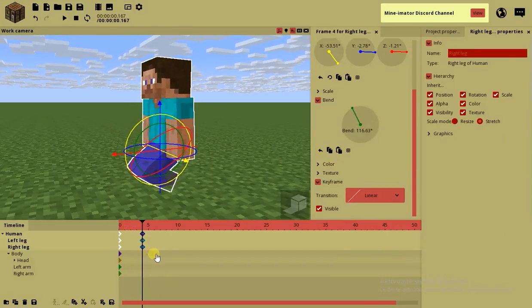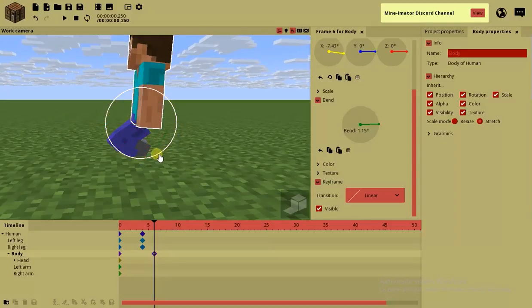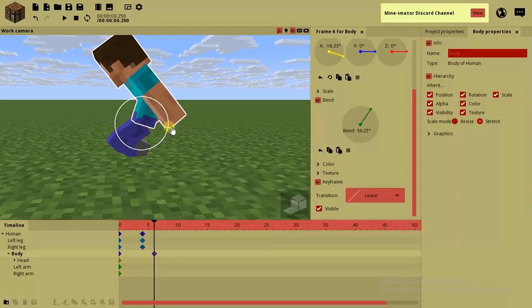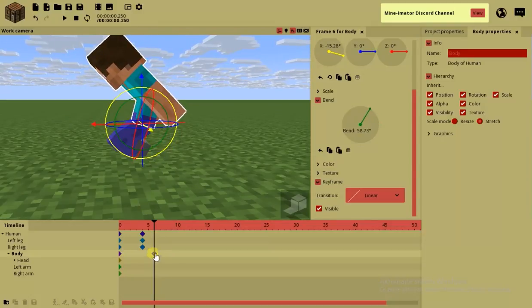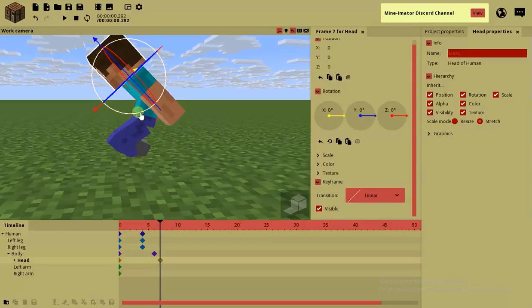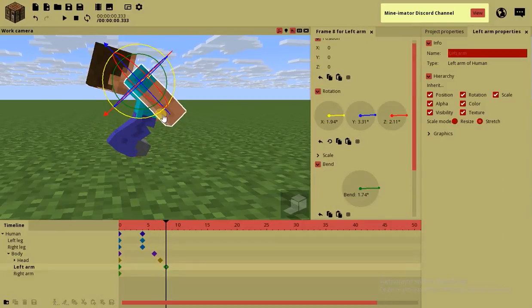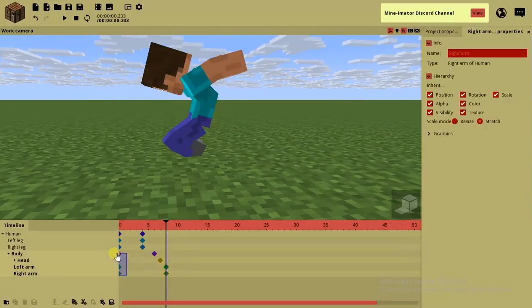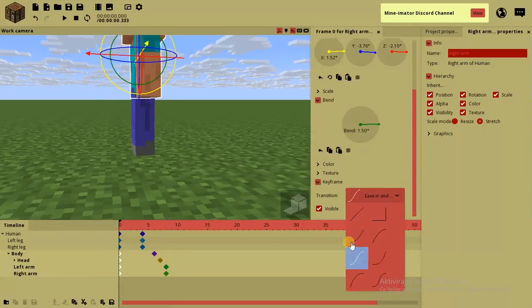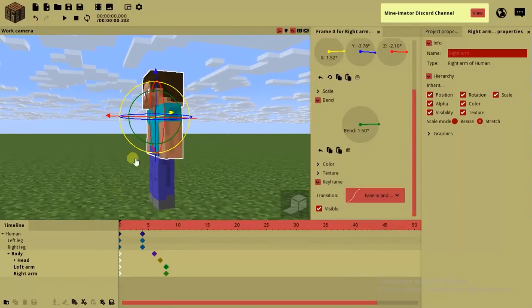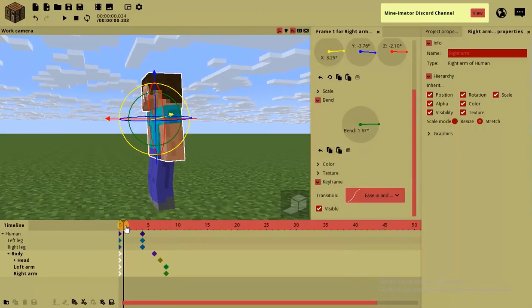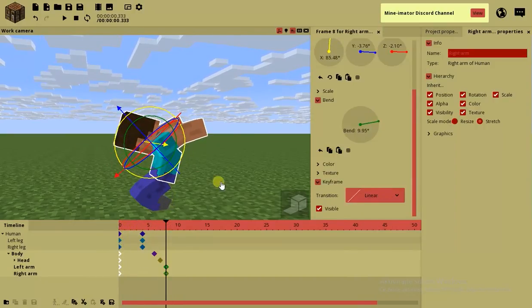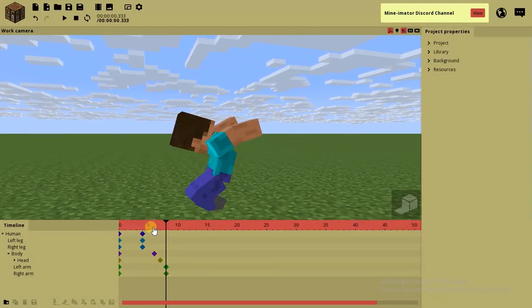He's squatting down, and the body is going to go slower. The body has some delay over the legs and all that. We learned that the previous time, and so does the head and both the arms. The arms have to go back. They both have the ease in and out transition. Logically, because he has no motion in the beginning, he has to start slowly, and he stops at the end, so that makes sense.